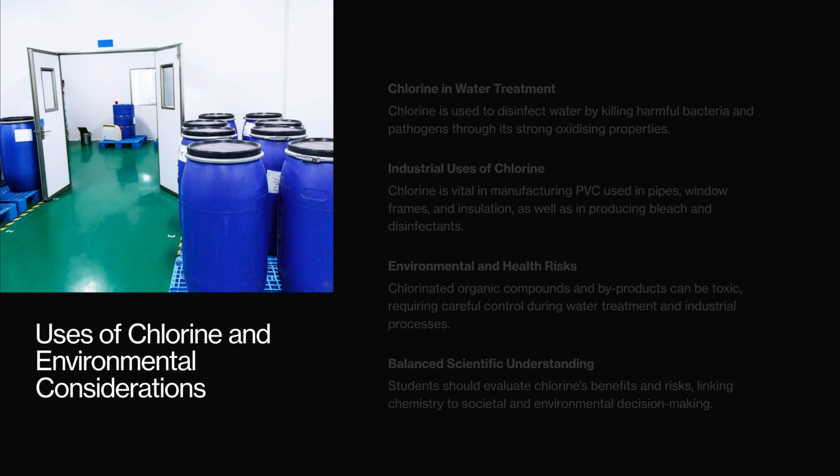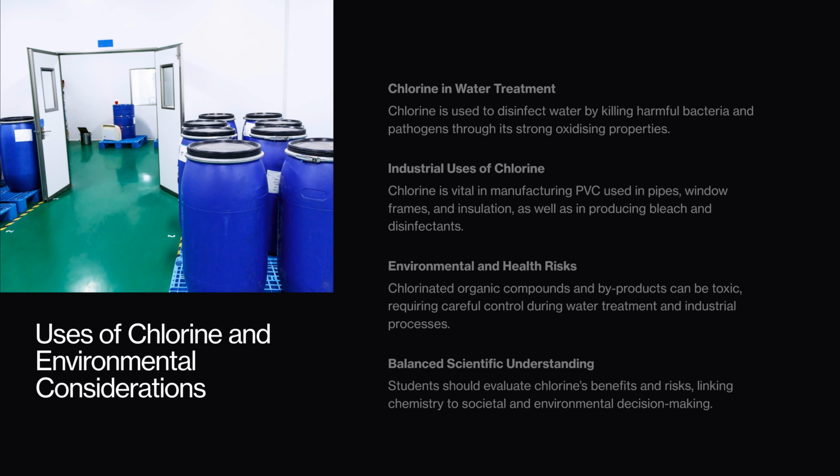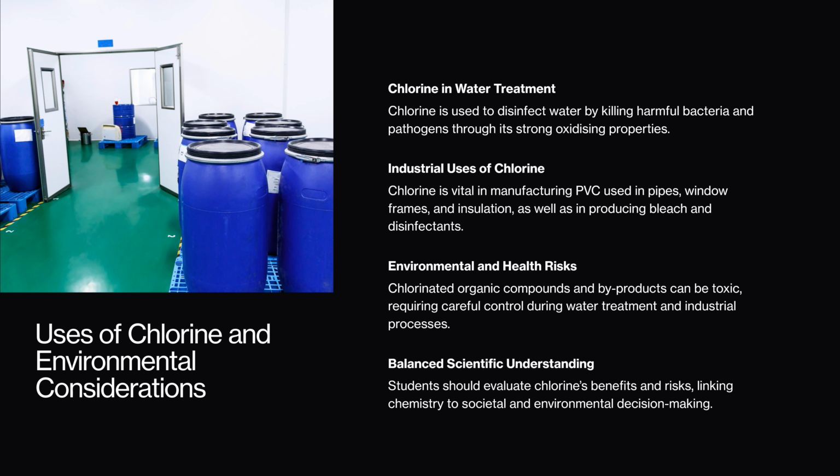Chlorine is the most economically important halogen and is used in water treatment, where chlorine kills harmful bacteria and pathogens, making drinking water safe. This process relies on chlorine's strong oxidizing properties. Chlorine is also used in the manufacture of polychloroethene, commonly known as PVC, which is used in pipes, window frames, and insulation. Additionally, chlorine is involved in the production of bleach and disinfectants.